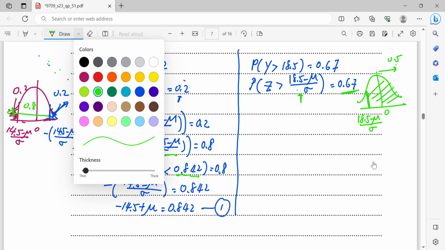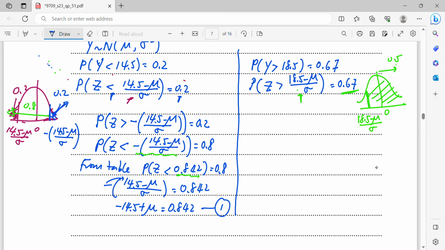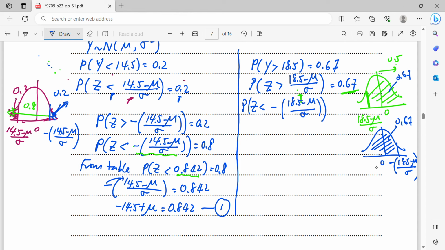So when you look at this, I need to reflect my graph. So my graph now becomes the line on the right side. So here is going to be 0.67, and once I have reflected it to the right side, the value becomes negative. Okay, so from here I will write P(Z < negative of (18.5 minus mu) over sigma) is 0.67 based on the graph.